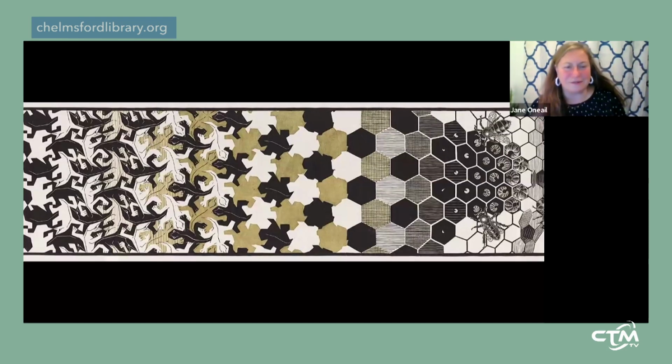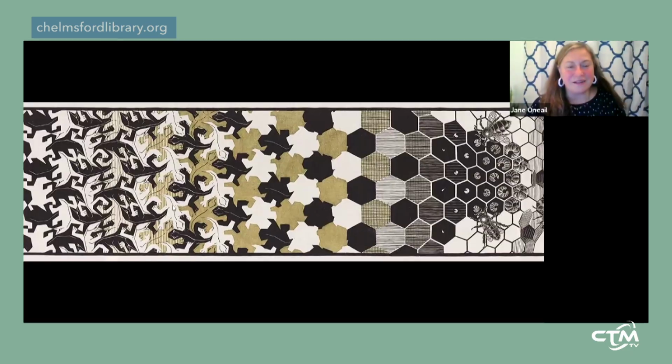Oftentimes, his salamander lizard figures are just called lizards or reptiles. And so we can see those three colors and the three kinds of reptiles sort of interlocking with each other. An animal form that's also a tessellation here. The lizards then dissolve into another sort of star-like shape that then turns into a hexagon, a sort of honeycomb pattern.